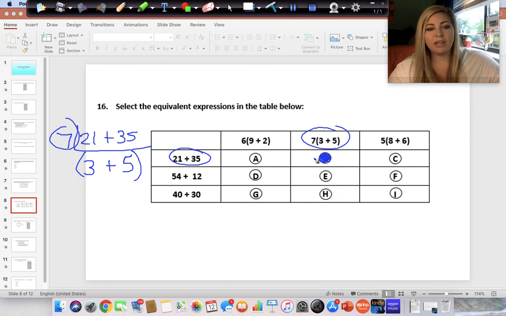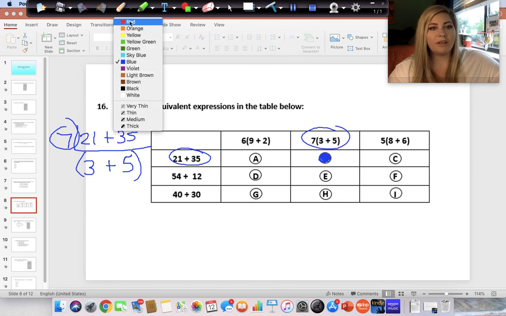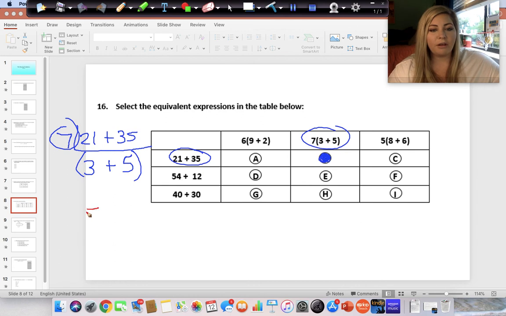So those match there. I'm going to do the next one in a different color so it stands out a little bit. Okay, so we've got 54 plus 12. We have to think what number goes into both of these. And the number that goes into both of them is actually 3. 3 goes into 12, I know 4 times. 3 goes into 5 once.